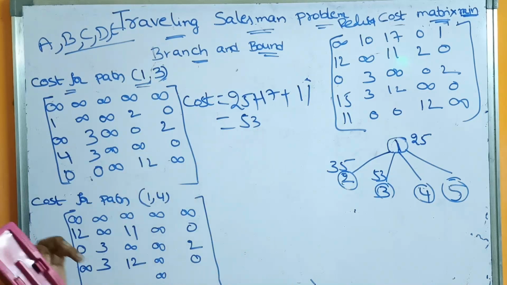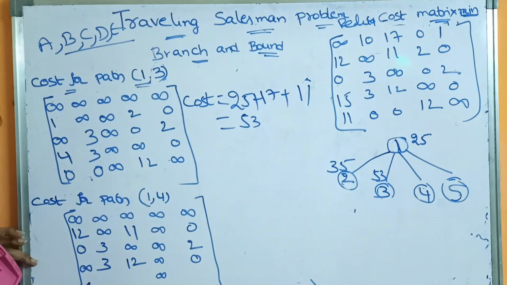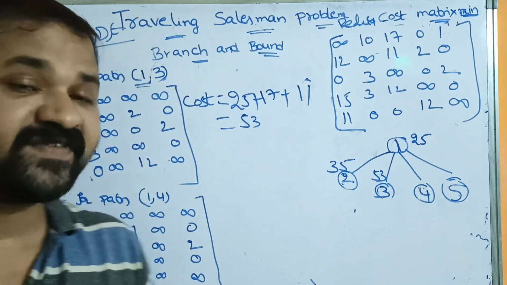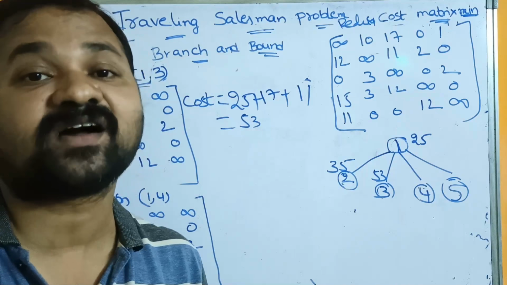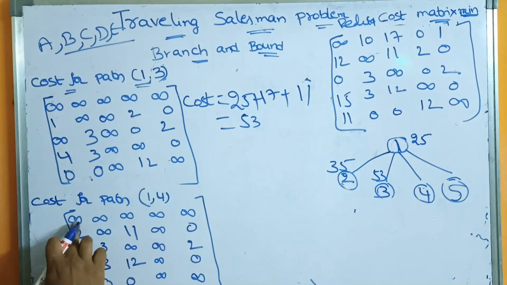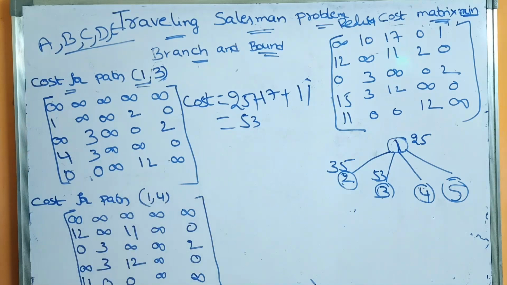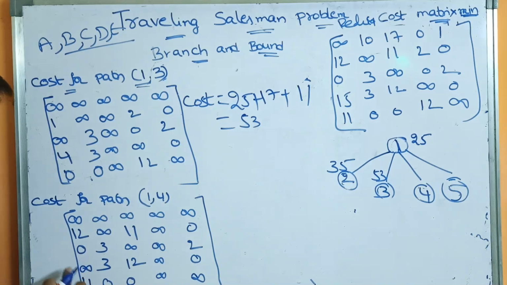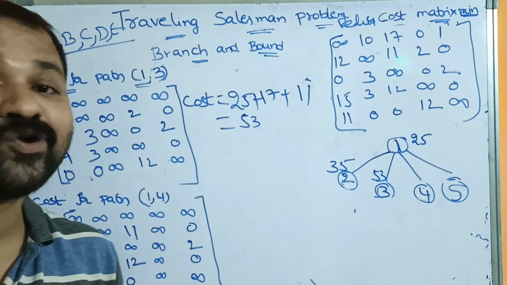Let us note down the last row, 11, 0, 0, and what is the last one? Infinity. Okay. Now let us check whether it is a reduced cost matrix or not. If you observe here, all the entries are infinity, so no problem. Here one of the entries is 0, no problem. One of the entries is 0 in each row. So this is already in row reduction format.